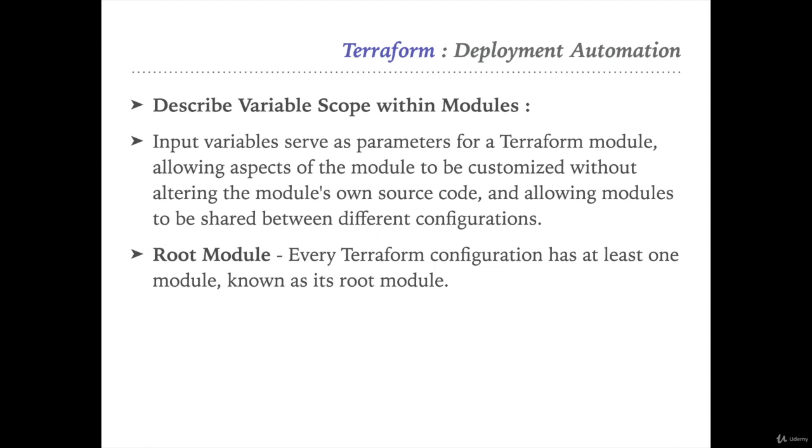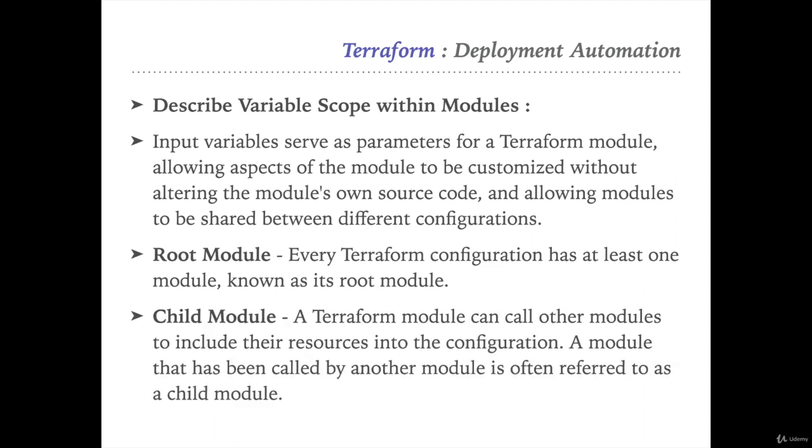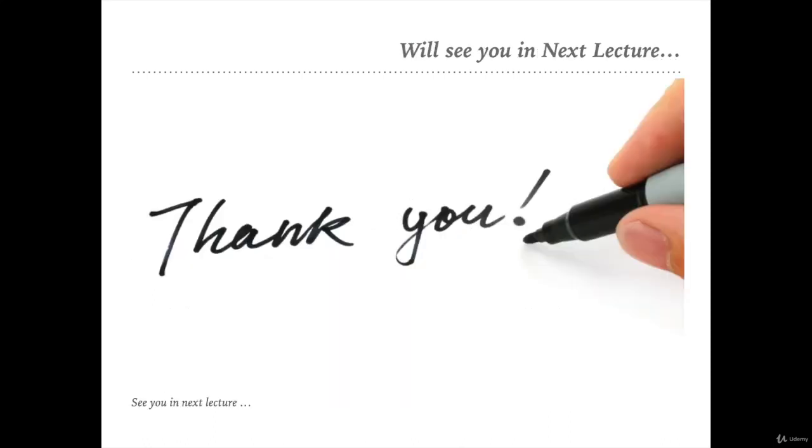We have a few kinds of modules, like the root module. Every Terraform configuration has at least one module, known as its root module, and we have another kind, the child module. A Terraform module can call other modules to include their resources into the configuration. A module that has been called by another module is often referred to as a child module. So if we have two modules, A and B, and B is calling A, then A is the child module of B, right?